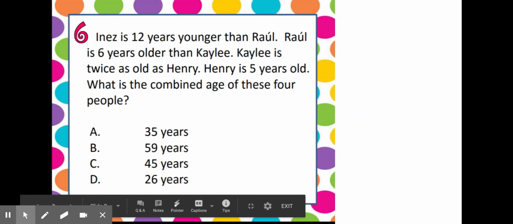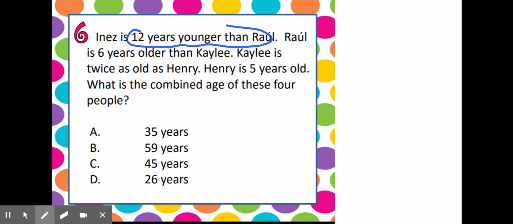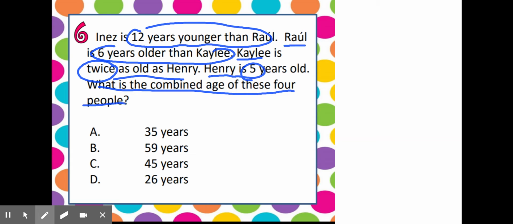And let's get started. The first one: Inez is 12 years younger than Raul. Raul is 6 years older than Kaylee. And Kaylee is twice as old as Henry. And Henry is 5. What is the combined age of all 4 people? I see combined. That means plus or times.